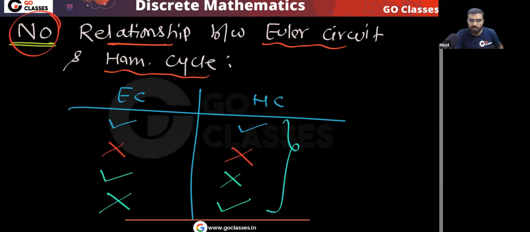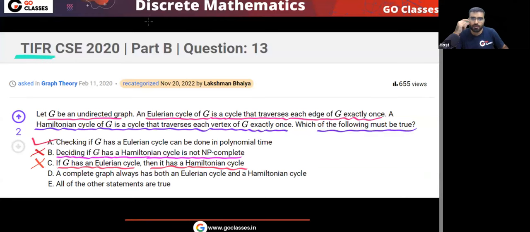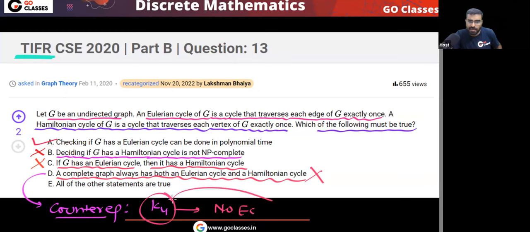Okay, let's move on now. What about option D? You can notice option C is false. Option D: a complete graph always has both Euler cycle and Hamiltonian cycle. No. What counterexample can you give? The counterexample is K4. In K4, there is no Euler circuit, but yes, there is a Hamiltonian cycle.